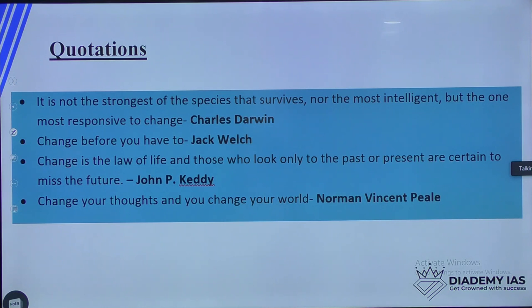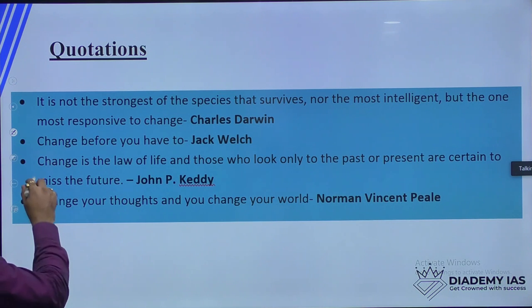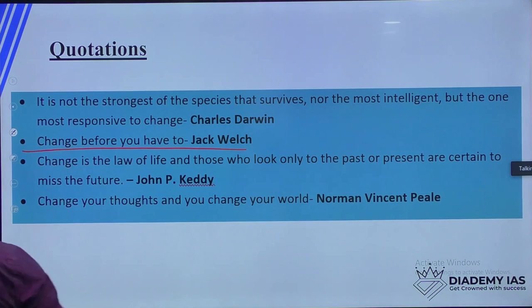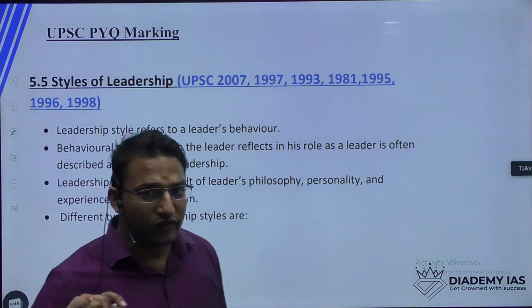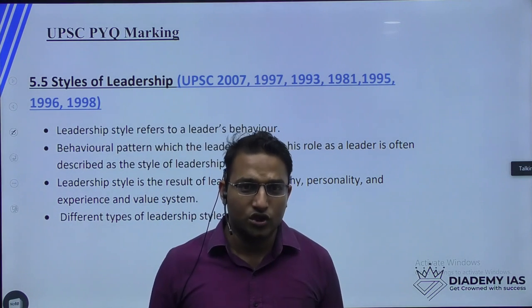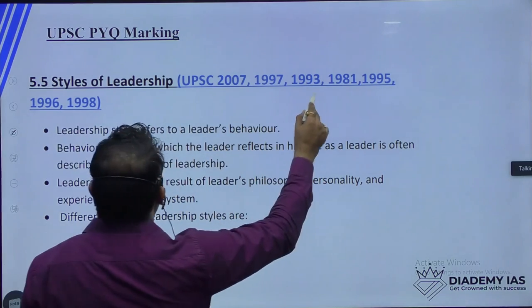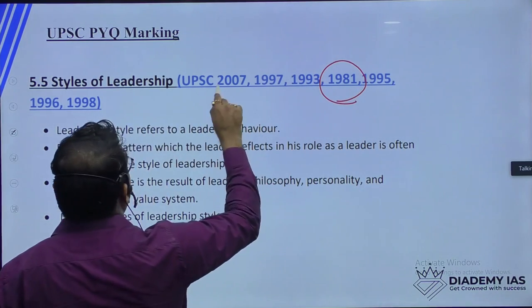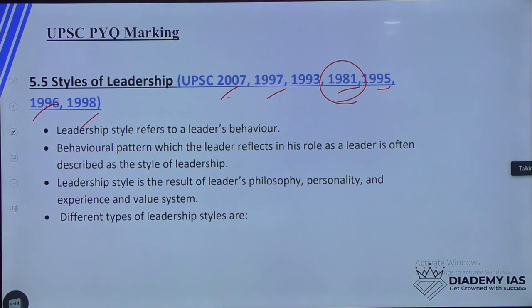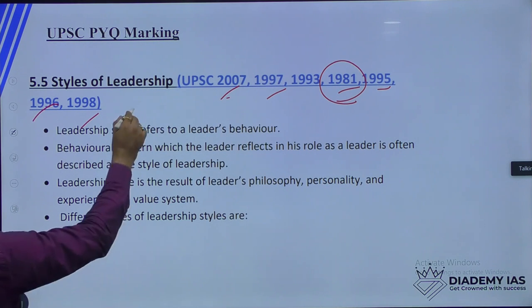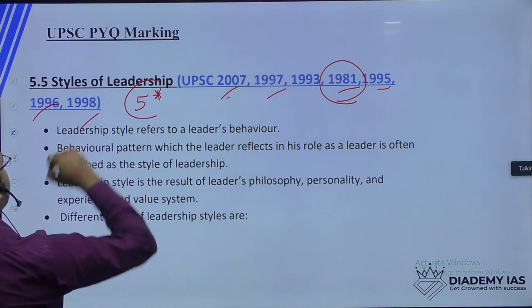Similarly, regarding change management, we can use the quotation of Jack Welch. Then, whenever you are reading something, please write the year in which the question came. Like styles of leadership, this question has been repeating since 1981 so many times. So again, this question might come anytime. At least 7 times this question is repeated. This will help you be more vigilant. These are 5-star questions. I say 5-star topics.